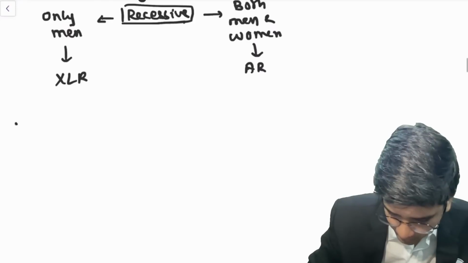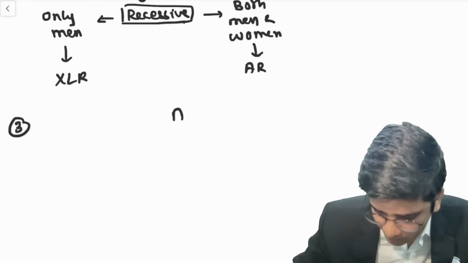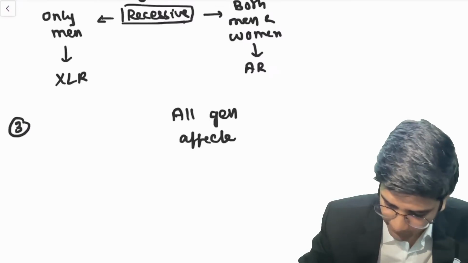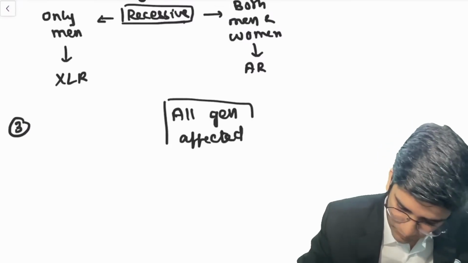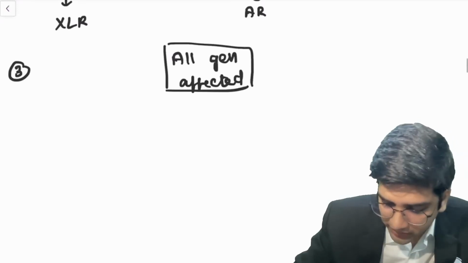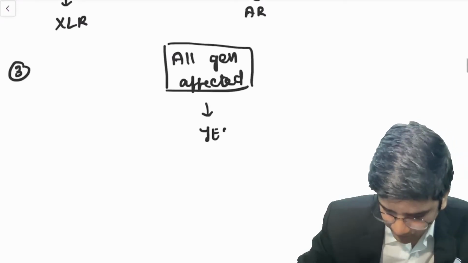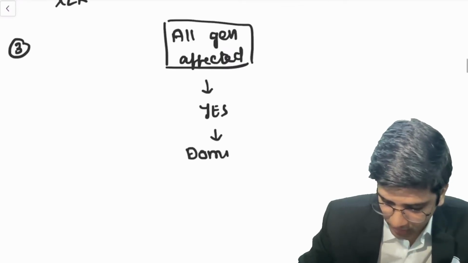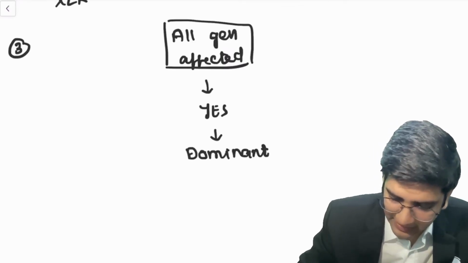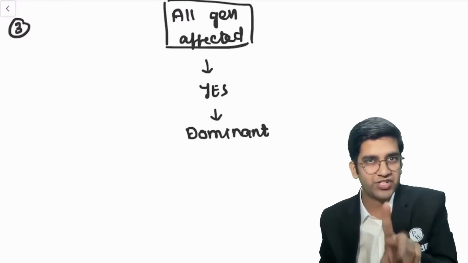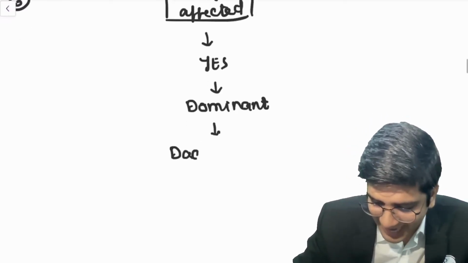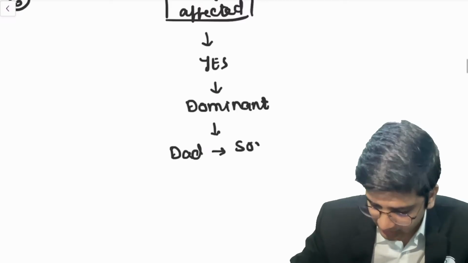Second, okay. Again, same question. All generations affected or not. If the answer to this question is yes, I'm dealing with a dominant inheritance. See, dominant inheritance has two things, two questions, not one question. The first question I'm going to ask is, is there a dad to son transmission?